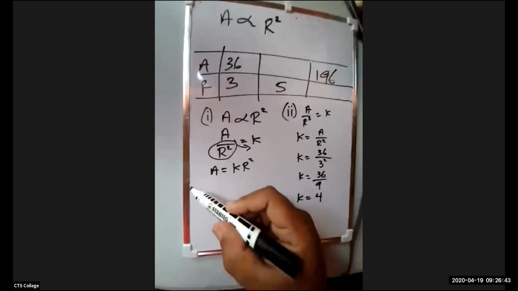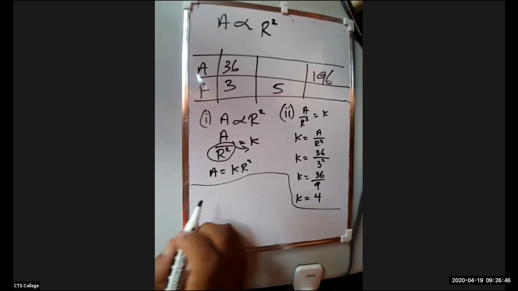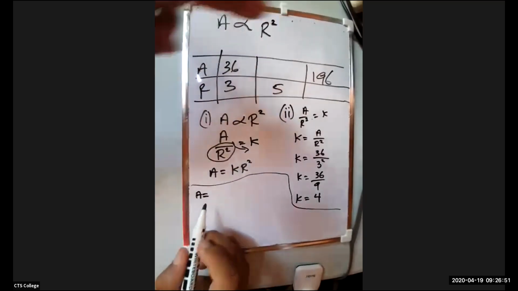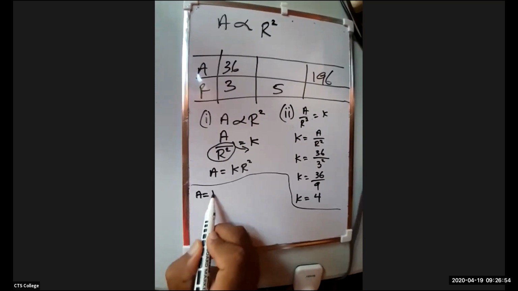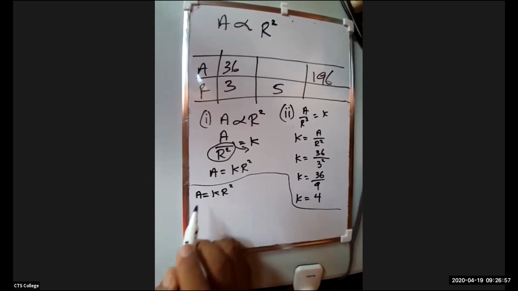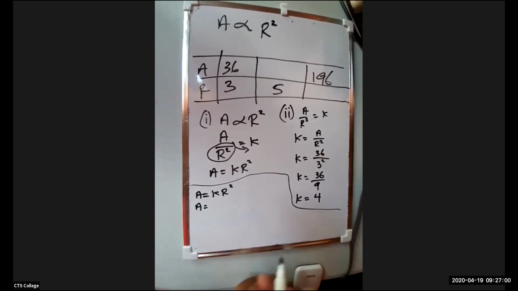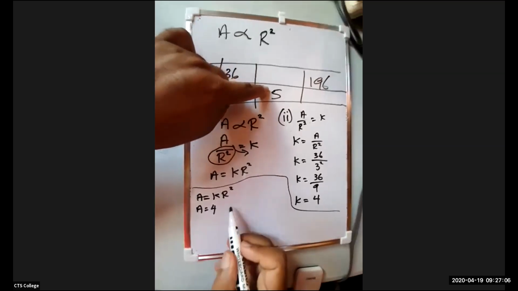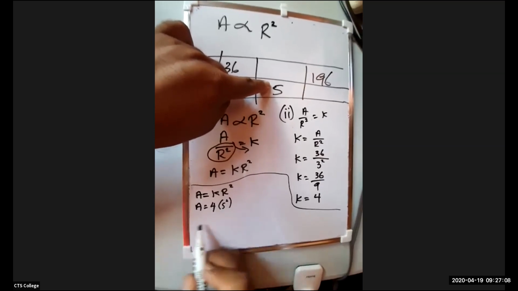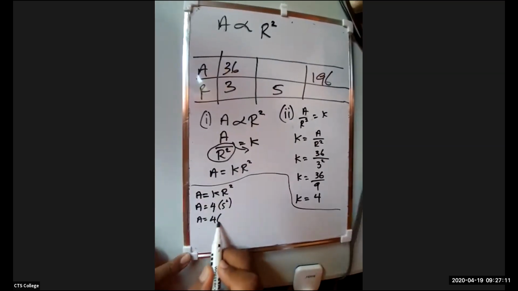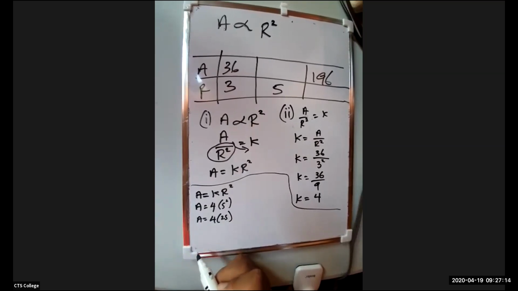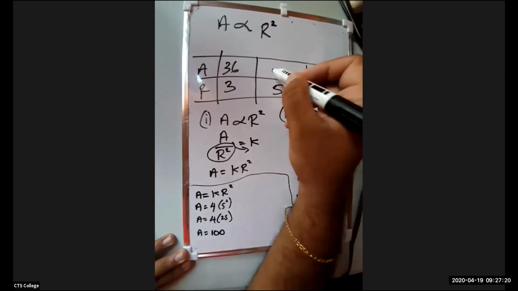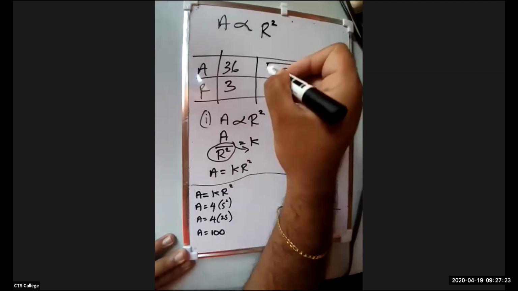We need to find A, and this whole thing going across is A. We know A is equal to K R squared. Now that we know that K is 4, and R in this case is 5, so 5 squared, A is equal to 4 by 25. Yes, Andrea, you are actually correct. My bad. A is equal to 100. So this answer here was 100.